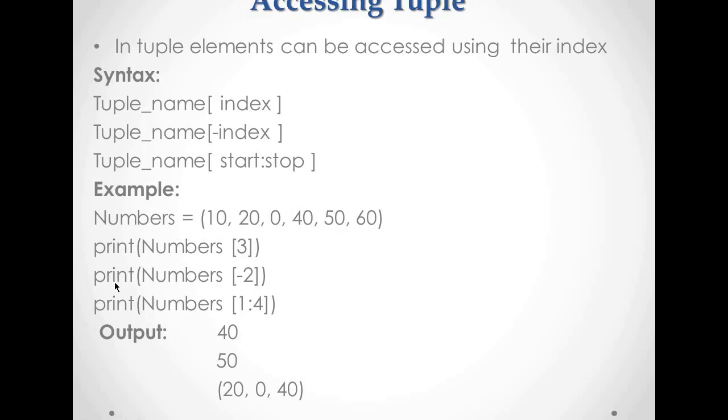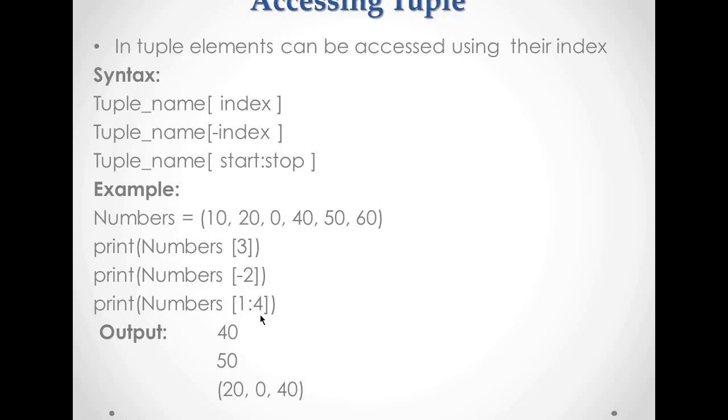In the second print statement, we are giving the negative index. We mention the name of the tuple and the negative index. We know that the negative index means it will access the values from the back. So, -1, -2. So, we get the output as 50.